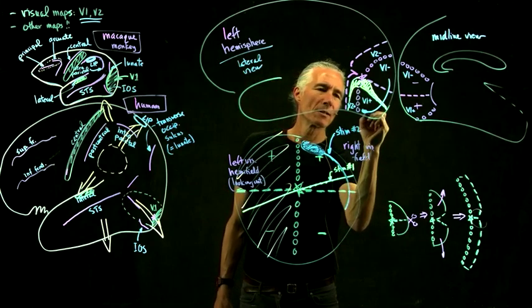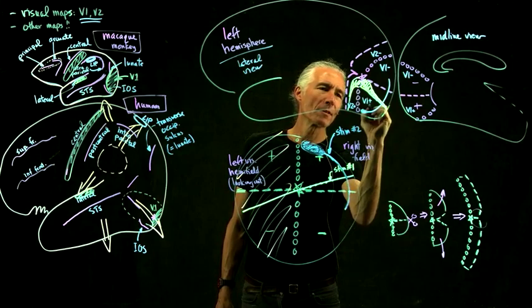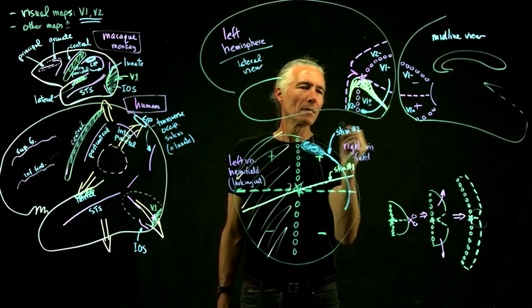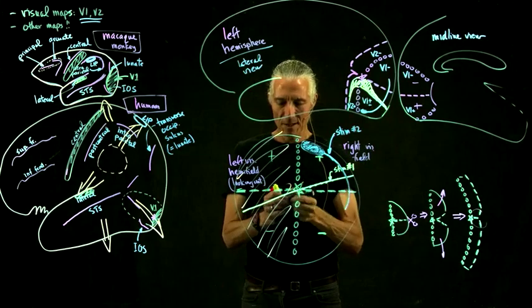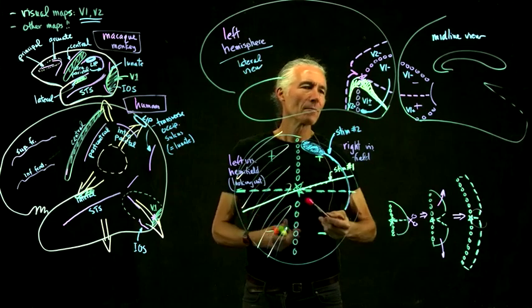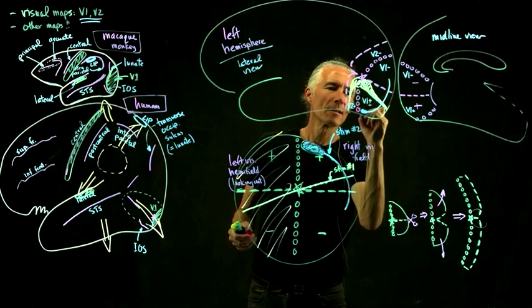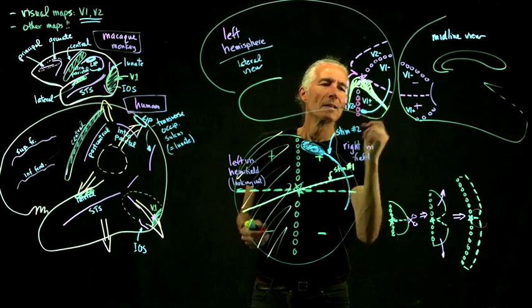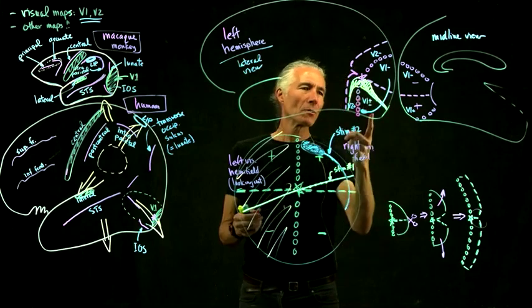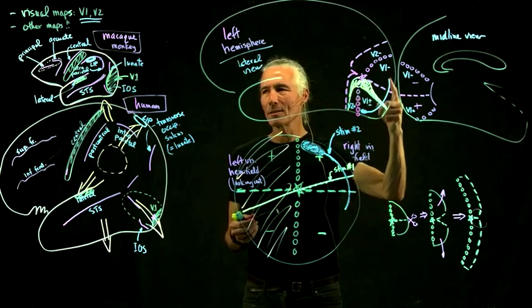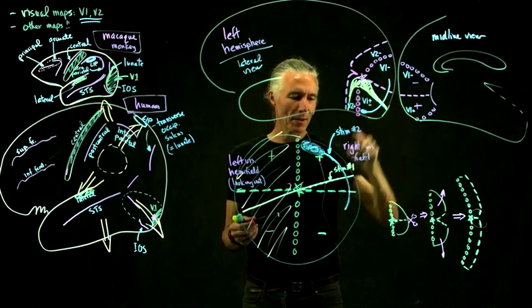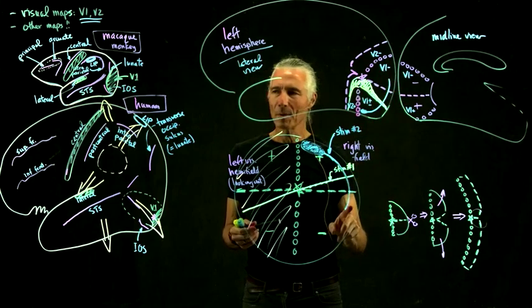So that's what this thing would look like in V1. It starts in the upper field. There's the upper field part near the vertical meridian. Here's the vertical meridian right there. And then it heads toward the horizontal meridian, and then it crosses the horizontal meridian into the lower field because now this part of it is in the lower field.